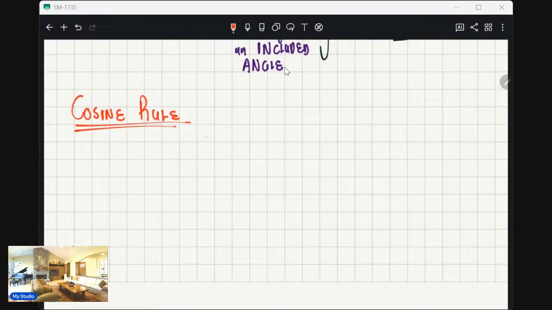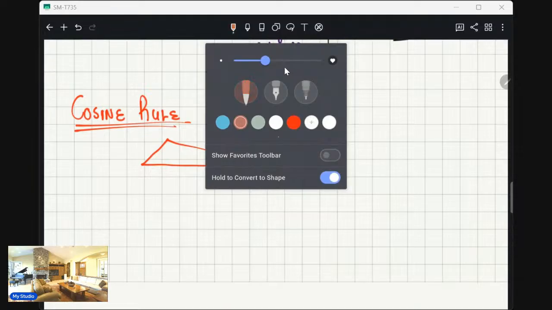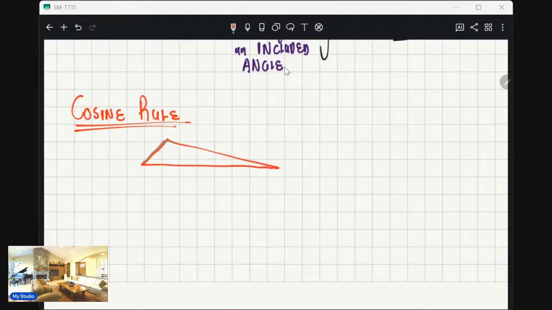You have a triangle with no right angle like this. Let's make it as crazy as we can. Straight out, then maybe like this or like this, then it comes together. So there is no right angle, right? There is no right angle here. All right. So your cosine rule here is what it says.